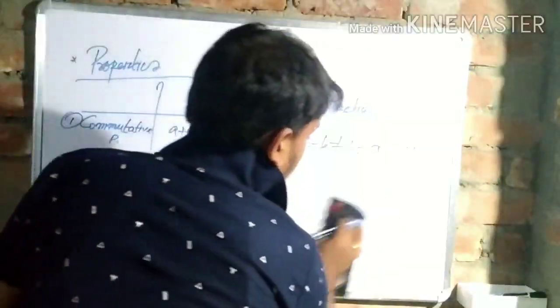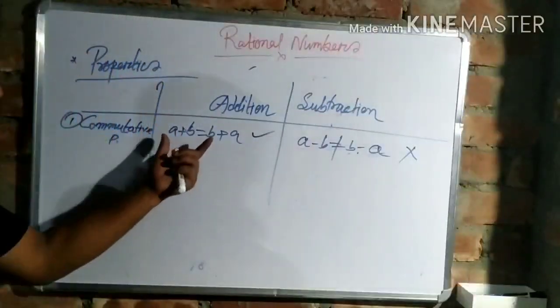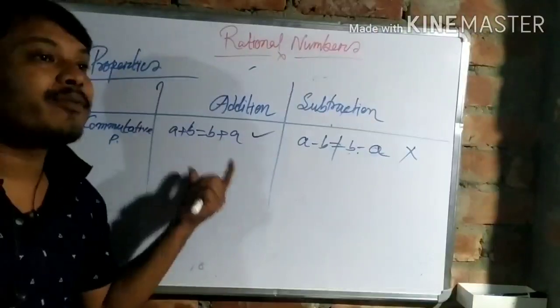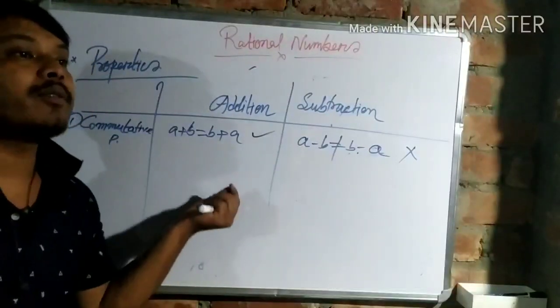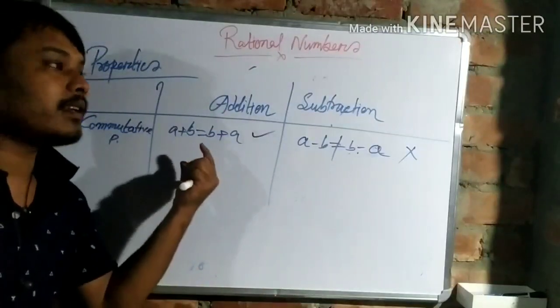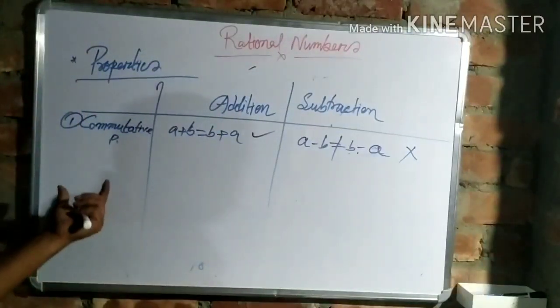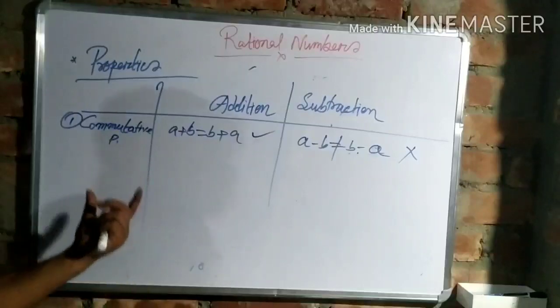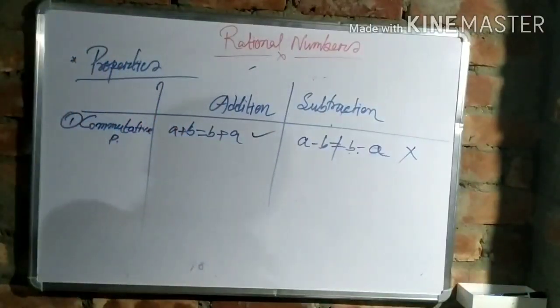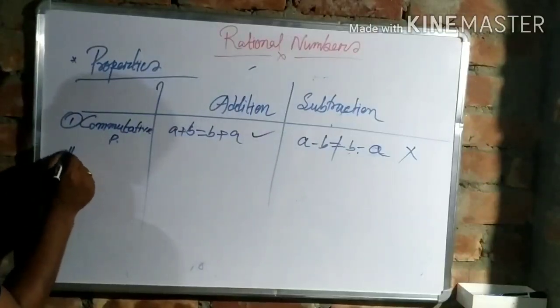The next property is... what is the property? You memorize it this way: if we change the position of the values and the result is still equal, then the commutative property or commutative law holds. If not equal, then the commutative property does not hold. Okay, two number property.